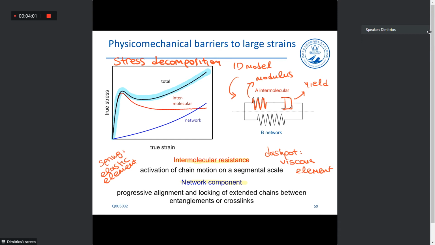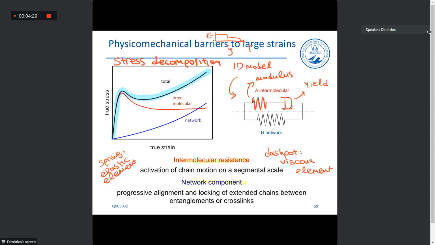But of course, in this case, it's not temperature related, as we saw in these graphs, where we overcome the Tg by supplying more thermal energy. In this case, we supply more strain, okay? So the contribution of the dashpot in this 1D model is towards the yield.